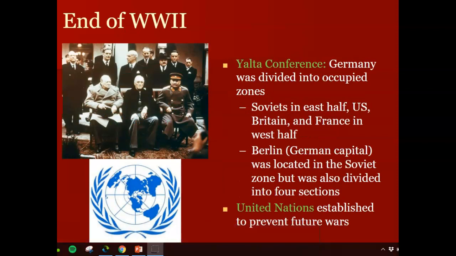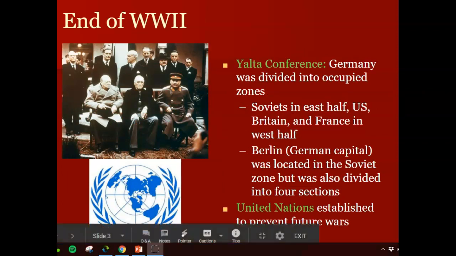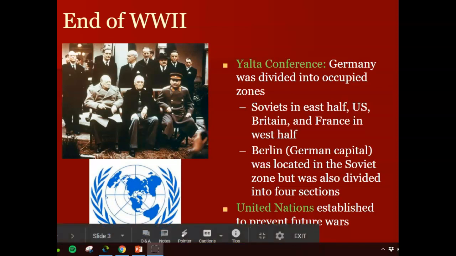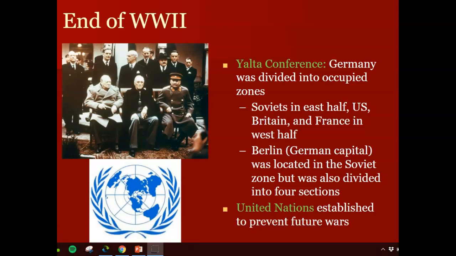There was a peace conference or a meeting of the Allies called the Yalta Conference, in which it was agreed that Germany, once it was defeated, would be divided up into zones, that it would be disarmed, and that some of the really guilty Nazis would face justice in the Nuremberg trials.